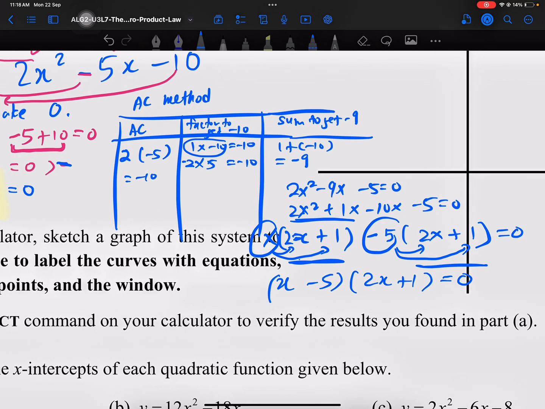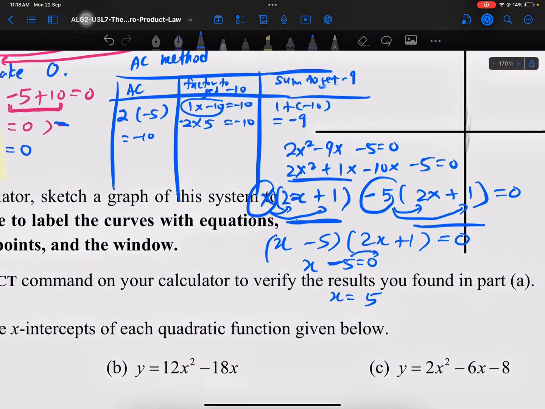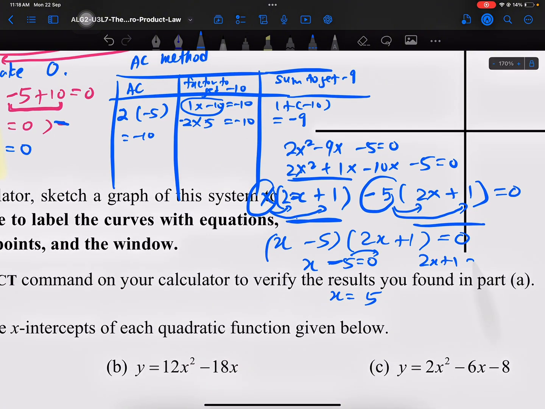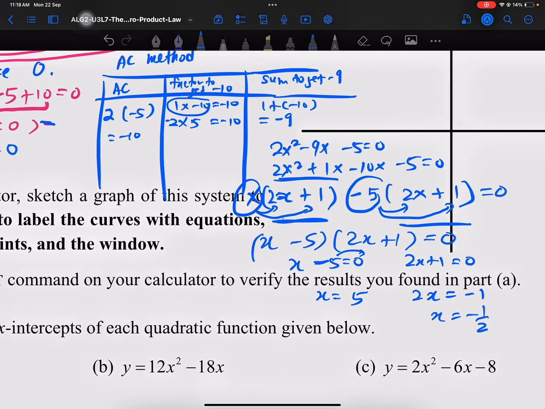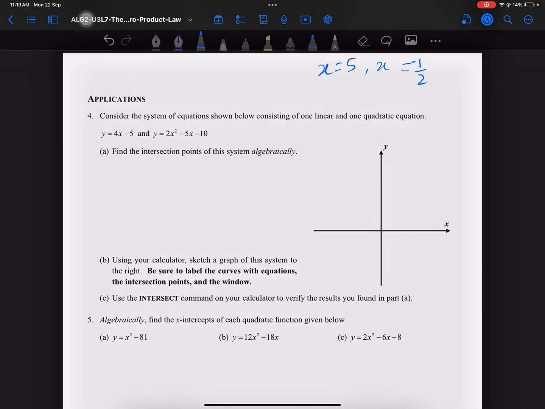Next I need to let it equal 0. x minus 5 equals 0. x is 5, minus jumps to the other house and becomes plus. The other one, 2x plus 1 equals 0. x is, this one becomes minus 1 over 2. This is my two values of x. I already have two values, this one and this one.